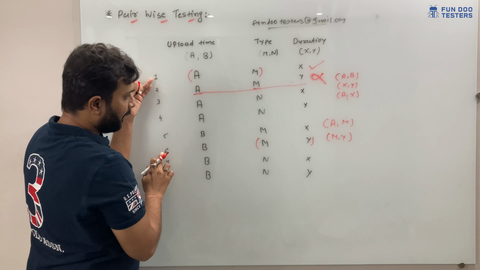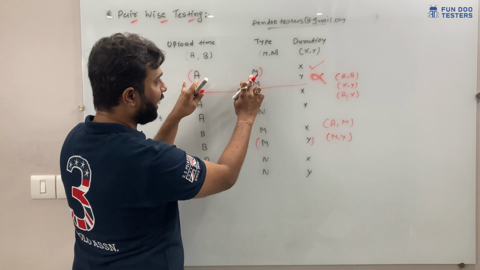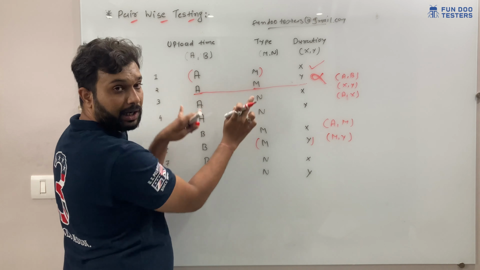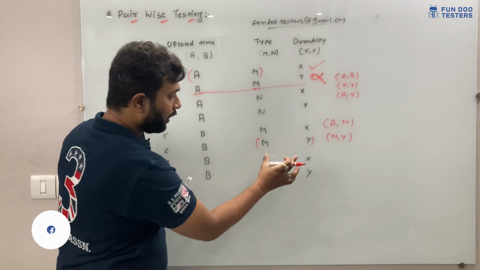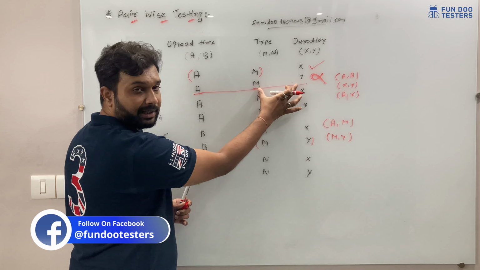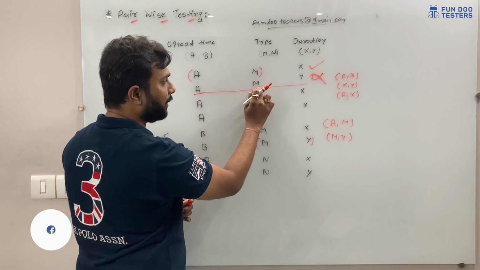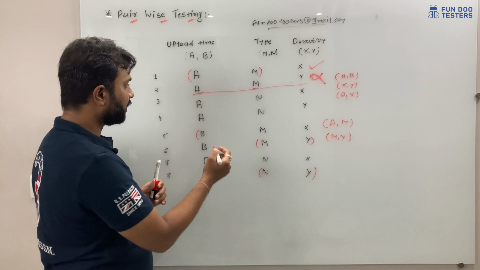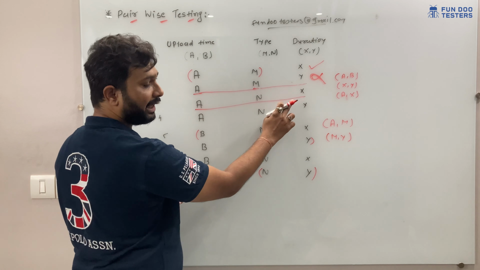Now the logic behind this is, if there is a problem with the A and M pair, then most likely we will get the same problem with A and M. If we get any bug with the pair M and Y, then most likely we can replicate the same bug with M and Y. So no need to go with this pair. Let's consider one more pair, which is pair number 3. Here in pair number 3, we have 3 values: A, N and X.